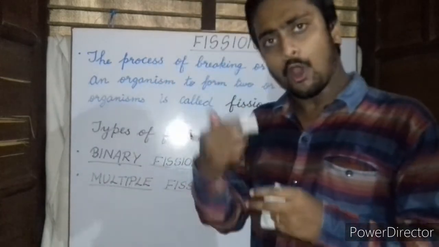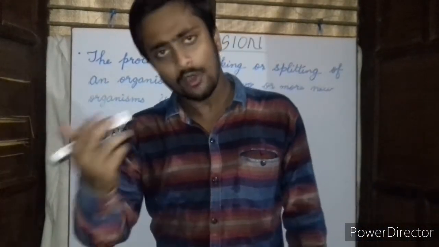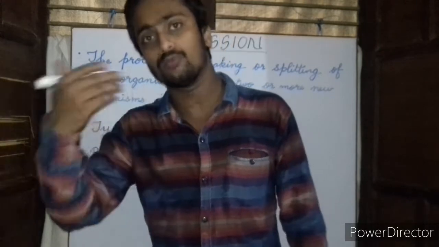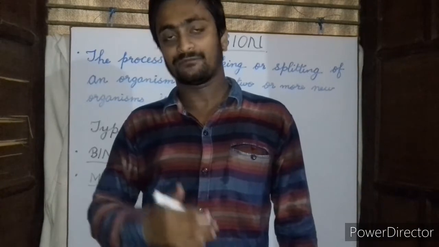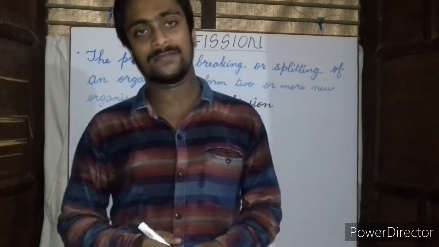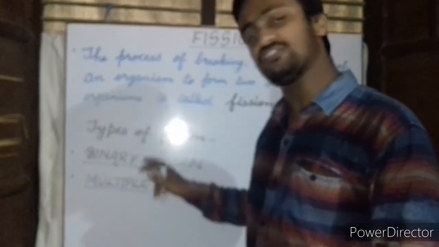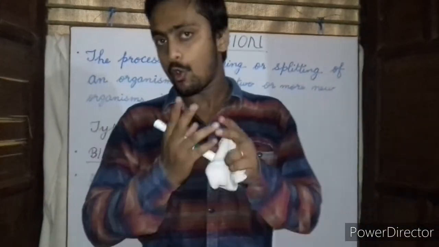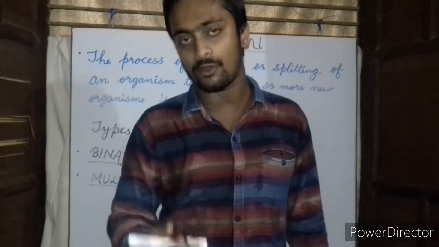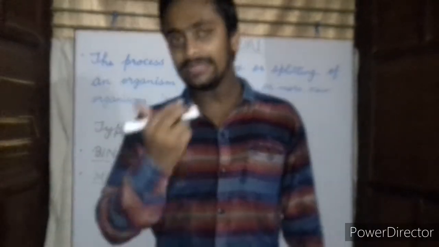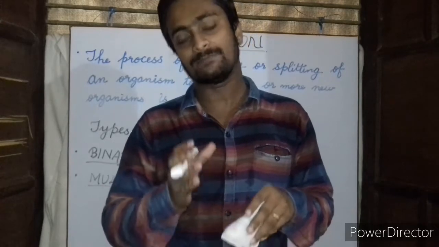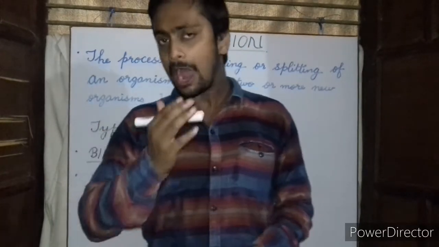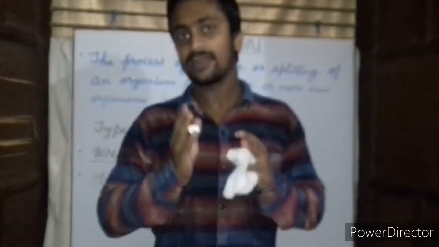Now, on the basis of whether two organisms are formed or two or more new organisms are formed by the process of fission, the fission process is classified into two types. The first one is binary fission. In binary fission, what happens? Only two organisms are formed from a single parent. While in multiple fission, many new organisms are formed. Now we will be dealing with how the process of binary fission actually takes place in unicellular organisms.